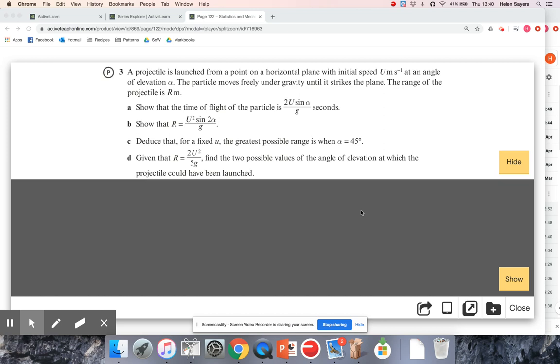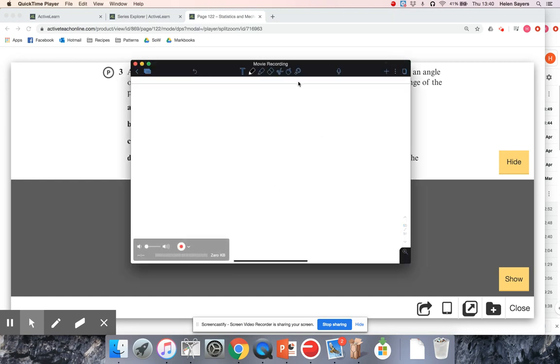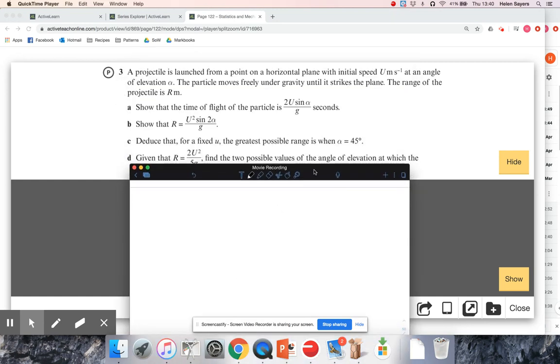Okay, we're in the second year Stats and Mechanics textbook, and we're looking at exercise 6D. So chapter 6 is on projectiles and 6D is on projectile formulae. Okay, so we'll start by getting a sketch.